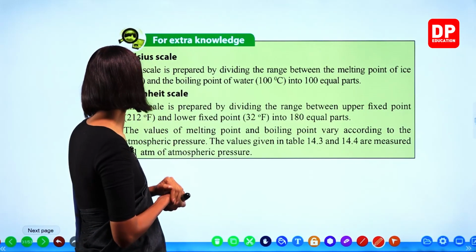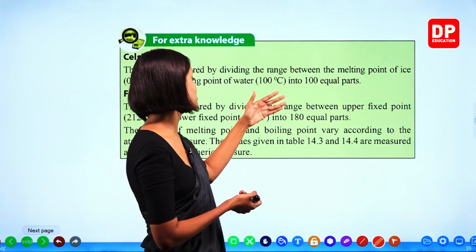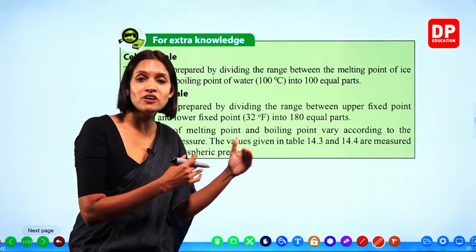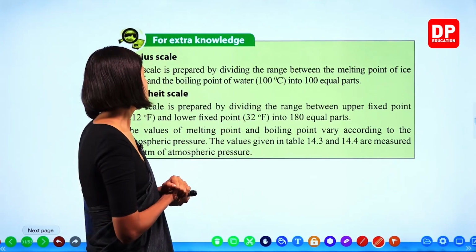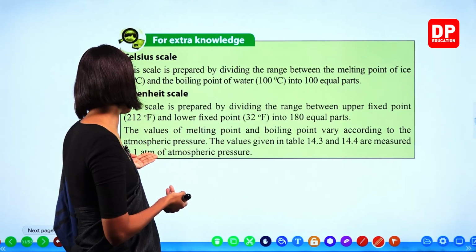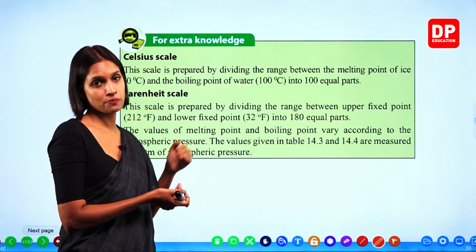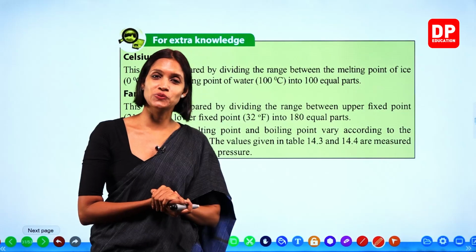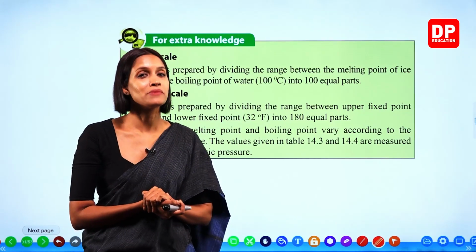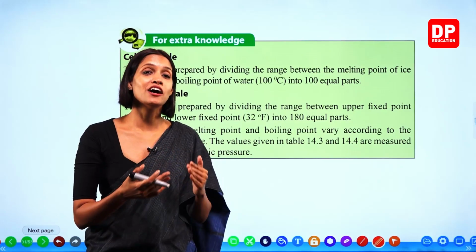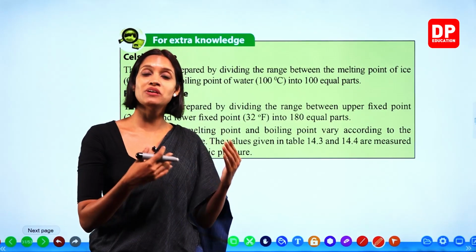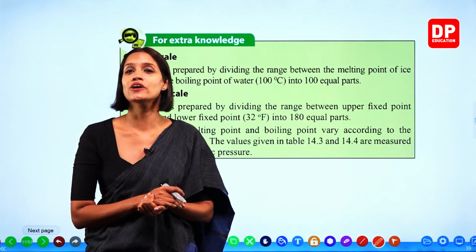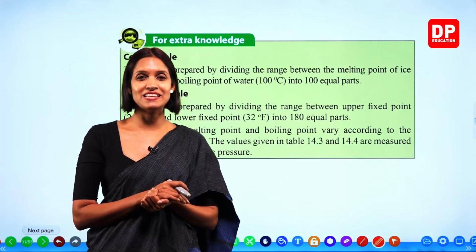Okay? So the values of melting point and boiling point vary according to the atmospheric pressure. Earlier also I explained. Under the given pressure, it's a certain value, okay? So the values given in the table are measured at 1 atm of atmospheric pressure. Right, children? So we have completed this chapter too. Under this chapter, we learned about melting points and boiling points and how the melting and boiling points change when the substances are different. We got a general idea about it. Right, children? So I hope you got a better understanding of this chapter.